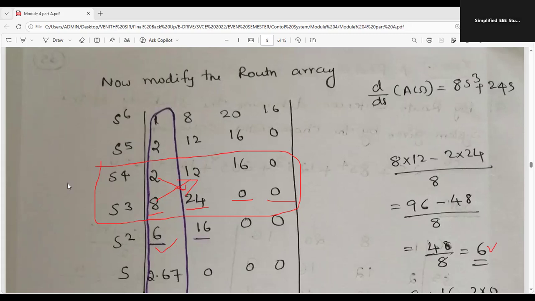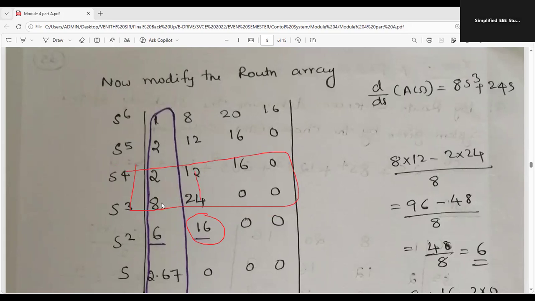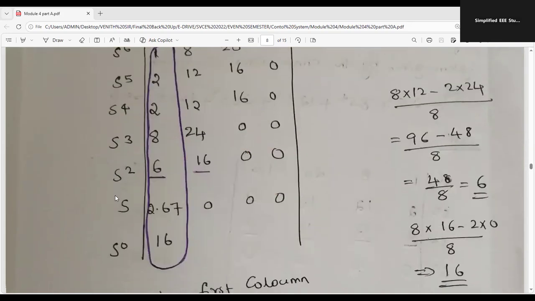In the same fashion, I just wanted to compute the next element, 16. How did I get 16? Very simple. Please consider these two rows. Same procedure, so remove this column. Now 8 into 16 minus 2 into 0 divided by 8. I should get 16. Since these elements are 0, you put 0, 0. You can update the rest of the elements as 0. Now to find the other rows, same principle: previously, you have to consider two rows.